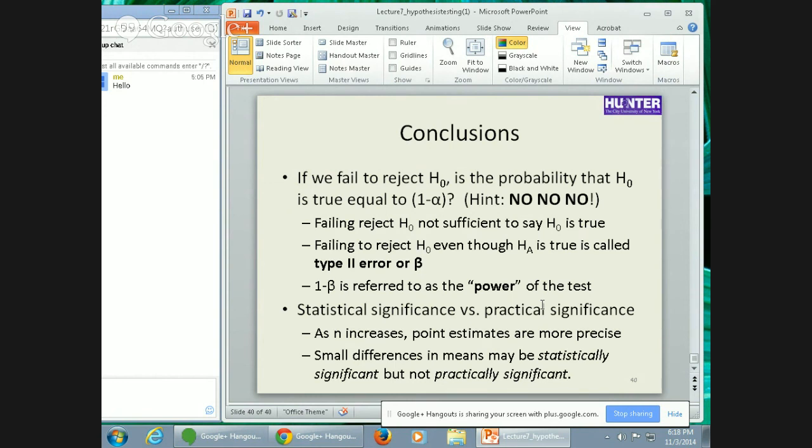One more common misperception here that I'll end on. If we fail to reject H0 at our type 1 error rate of alpha, then is the probability that H0 is true equal to 1 minus alpha? So if we have alpha of 0.05, we fail to reject the null. Does that mean that our null hypothesis is 95% probable of being true?